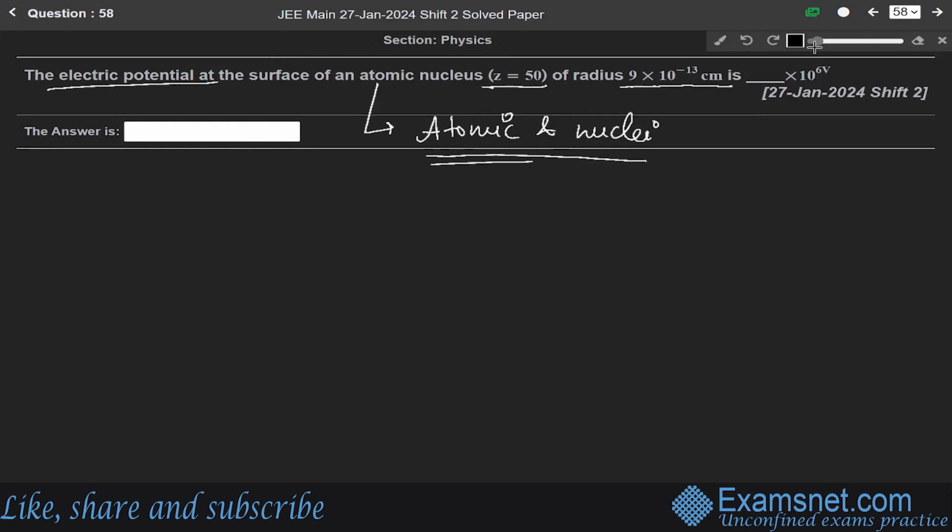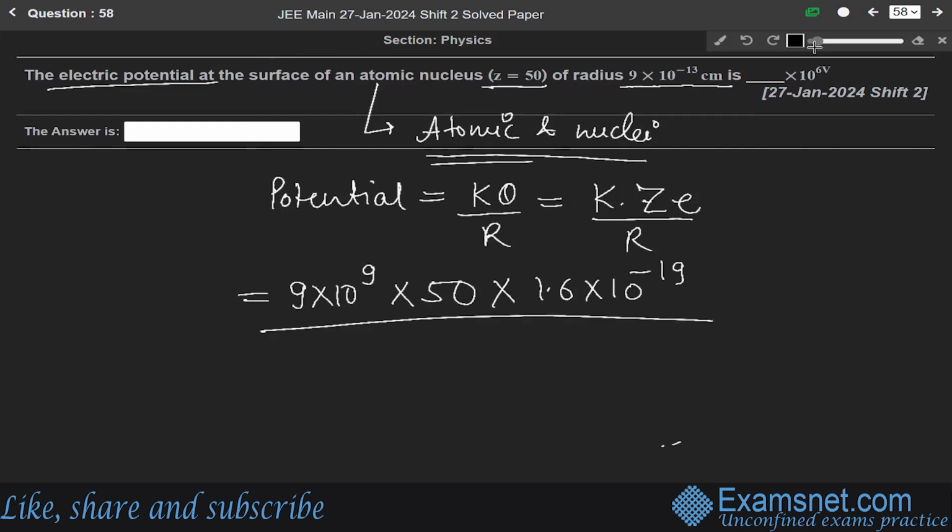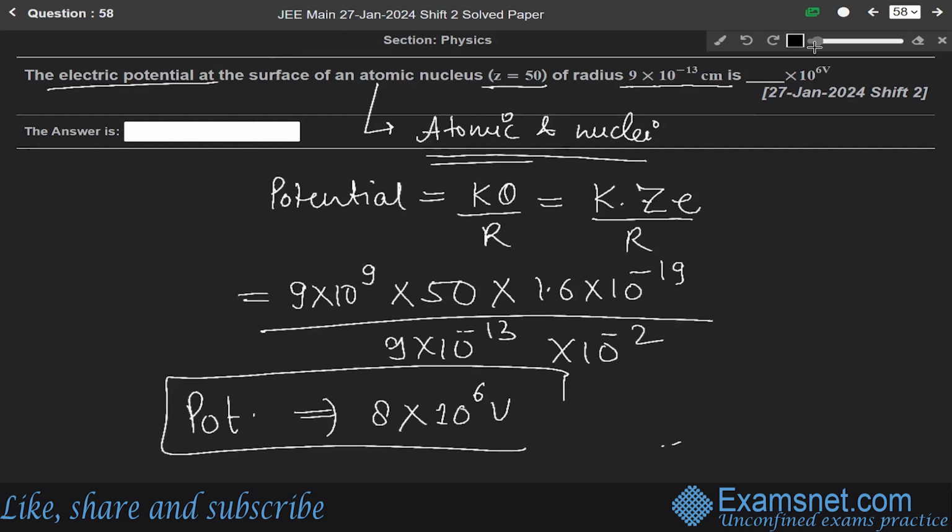Okay, and it is asking about the electric potential. We know the direct formula for potential is kQ over R, where Q is equal to Z, atomic number, into the charge of the electron, over R. So it will be k, 9 into 10 to the power 9, into Z, atomic number, given as 50, into e, the charge, which is 1.6 into 10 to the power minus 19 coulomb, over R. R is given as 9 into 10 to the power minus 13 centimeter, which means 10 to the power minus 15 meter. So solving it, we get 8 into 10 to the power 6 volt. The potential is 8 into 10 to the power 6 volt.